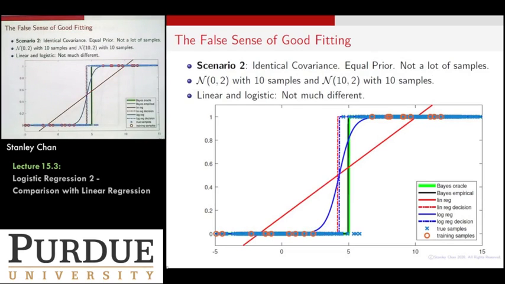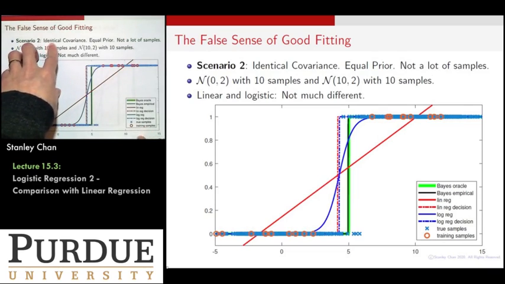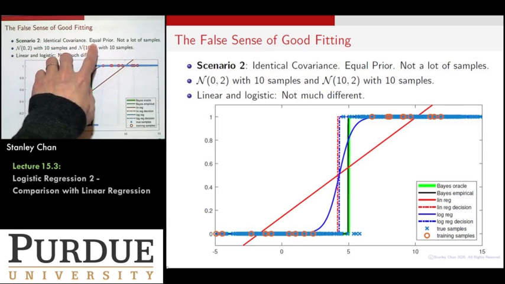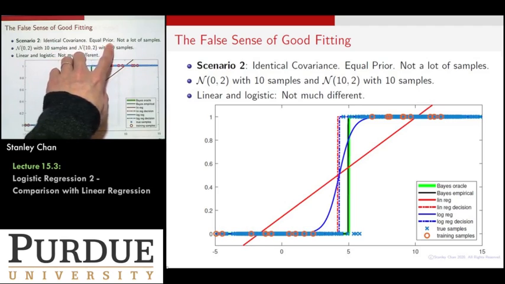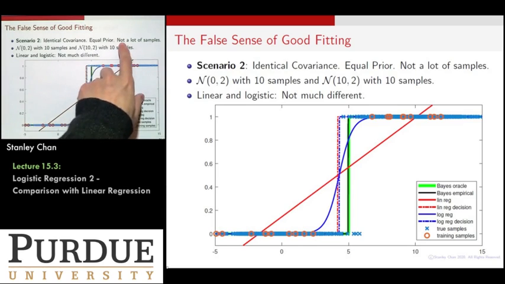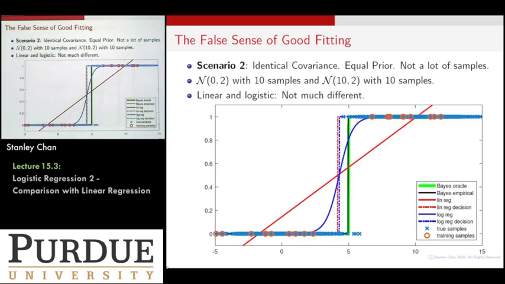Now, let's look at the second case. Again, I'm assuming that we have identity covariance, identical covariance, and then we assume that we have equal prior distributions. So same setting as before. But in this case, I am assuming that we do not have a lot of training samples. So what do I mean?